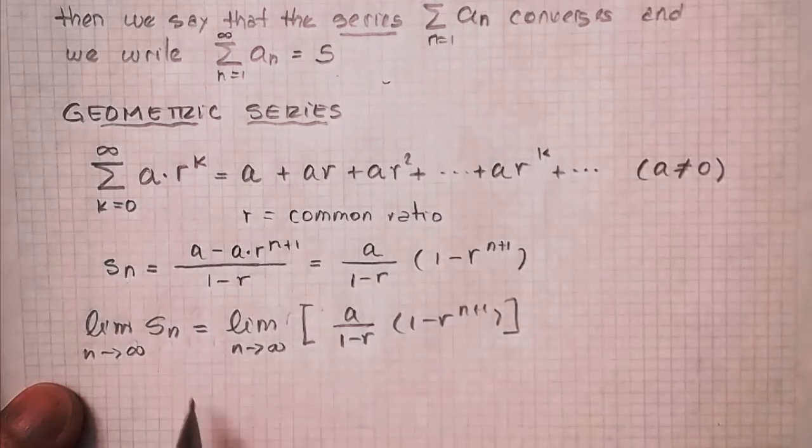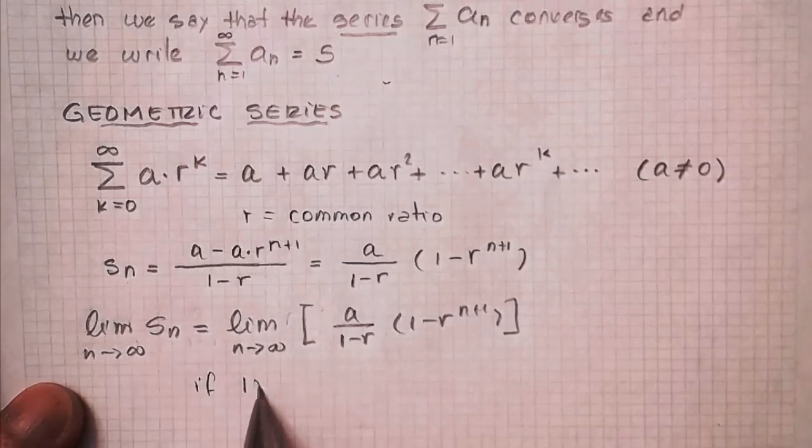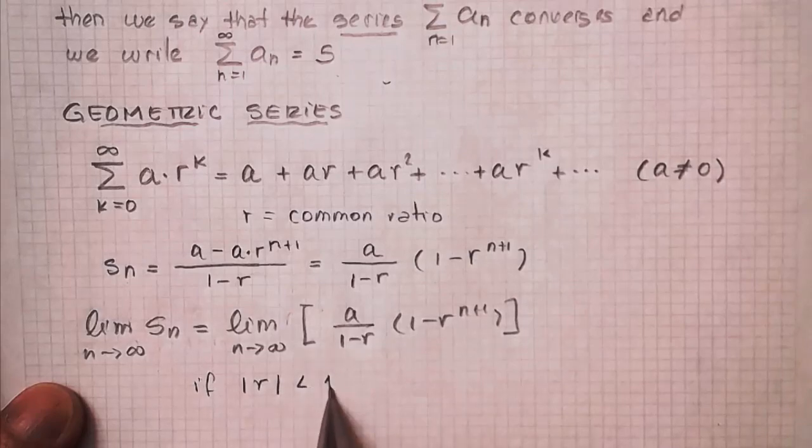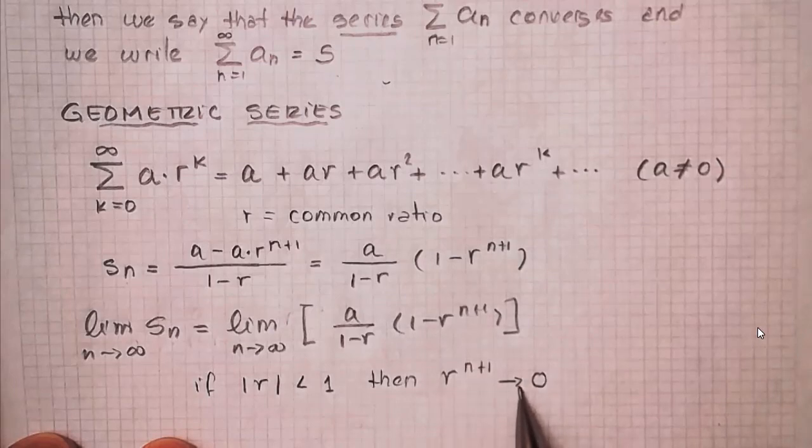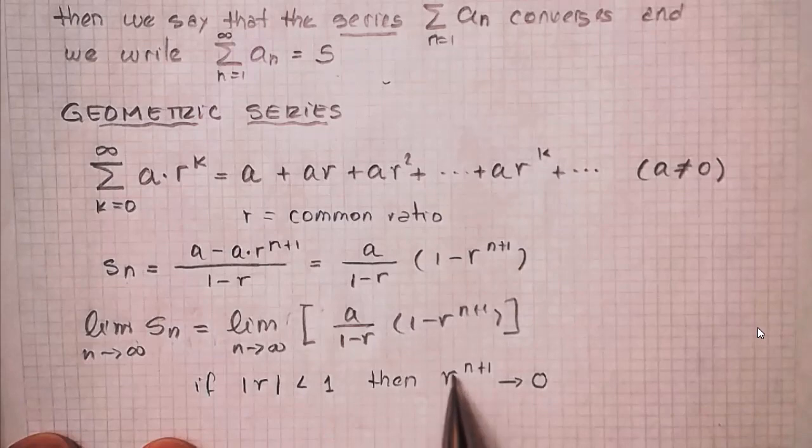Now, if the absolute value of r is less than 1, then this term will approach 0. Why? Well, let's say that r is 0.5. When you raise 0.5 to the square, it becomes 0.25. And when you raise it to the cube, it becomes even smaller. And to the fourth, it becomes even smaller and smaller. So r to the n plus 1 becomes 0.